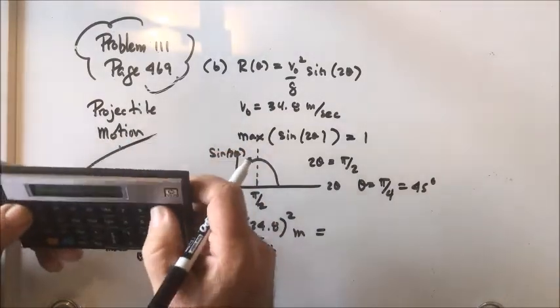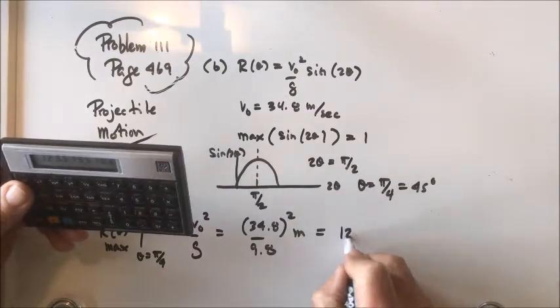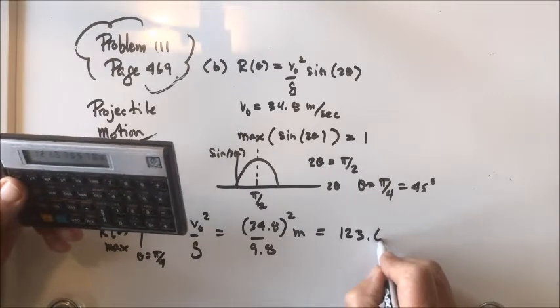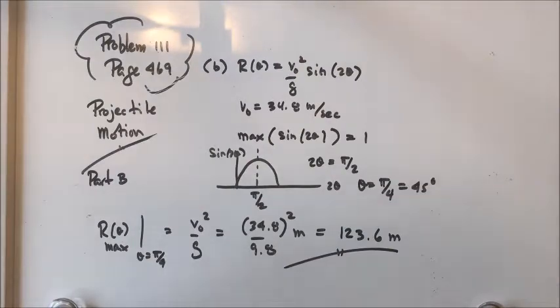34.8 squared, divided by 9.8. And if I round up, that's 123.6 meters. Again, I would call that one heck of a chuck.